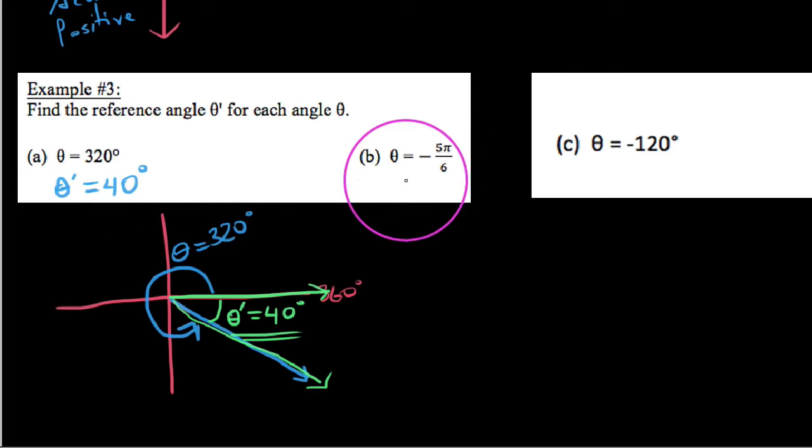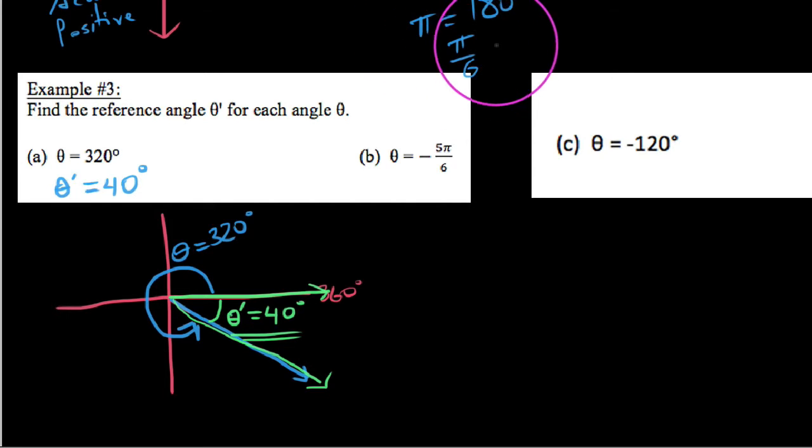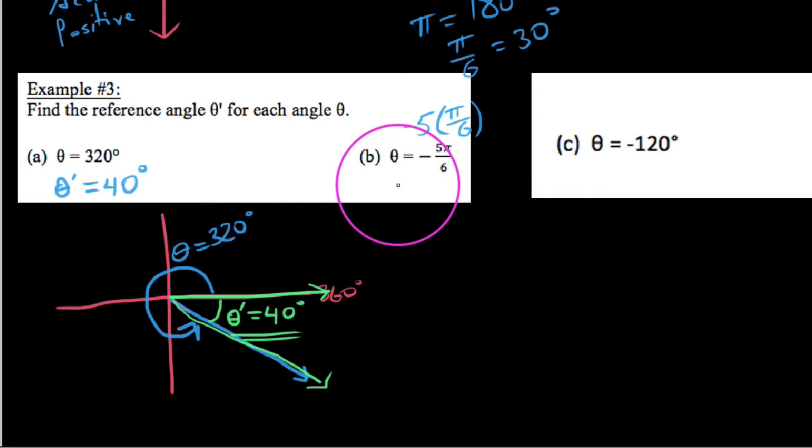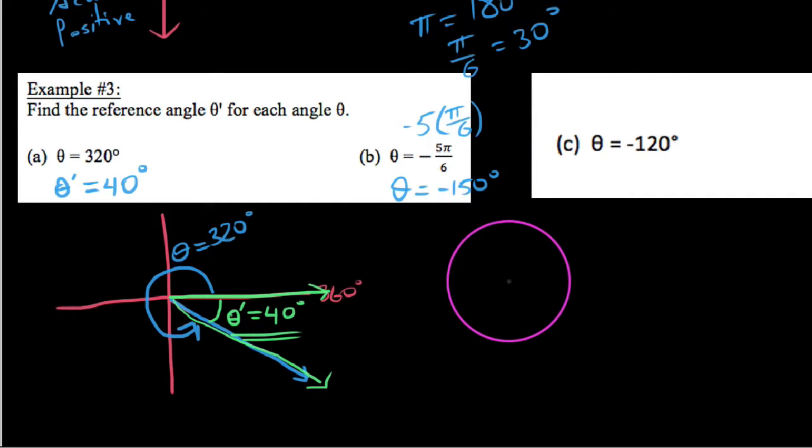Okay, so what if we have a radian measurement, which is negative 5 pi over 6 here? Well, one thing I do want to mention, don't forget that pi radians is 180 degrees, so a sixth of this would be a 30 degree angle. This is like saying I have negative 5 of these 30 degree angles, essentially. So if you want to interpret this another way, this would be a negative 150 degree angle.